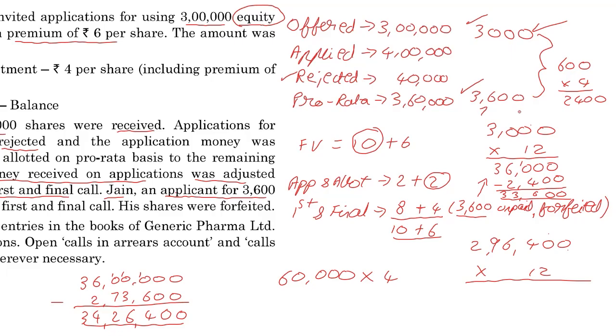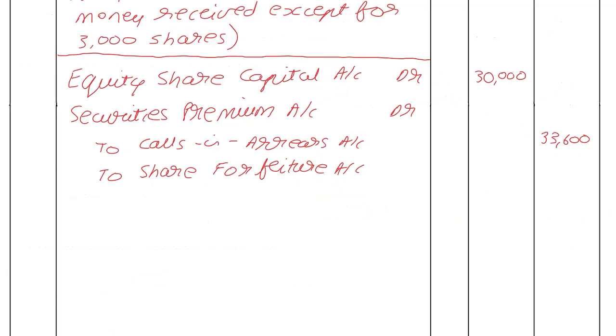If the person does not pay first and final call, that means he did not pay this. And you can then take 4 into the number of shares that he had applied for initially, 12,000, and debit the securities premium by that amount. Okay. And then the question is, how much did he pay? How much did he pay? We can subtract backwards and get it. And I would actually argue that that would be the fastest way. Okay, and that's going to be 42,000.